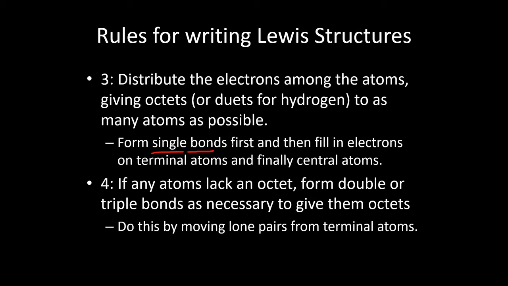So the single bonds should already be in there. Then fill the terminal atoms with lone pairs. And then if we have any that are missing an octet at that point, the ones that want an octet, so this is rule number 4 now, if any of them lack an octet after putting in lone pairs on all the atoms that want octets, we can then move those lone pairs around to try and form either double or triple bonds to give things octets that want octets.